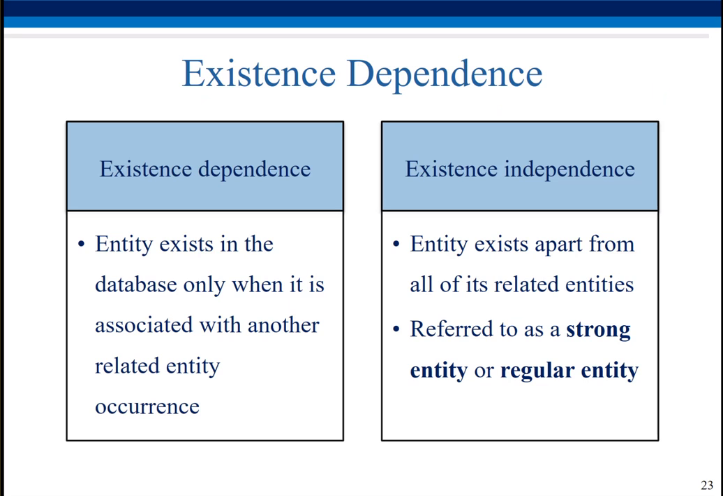Again, existence dependence and independence is pretty self-explanatory. I'll just read the definition. An entity exists in a database only when it is associated with another related entity occurrence. And I'll show you an example in the next slide. Independent means it can be created without being associated with another entity. This is referred to as a strong entity or a regular entity.